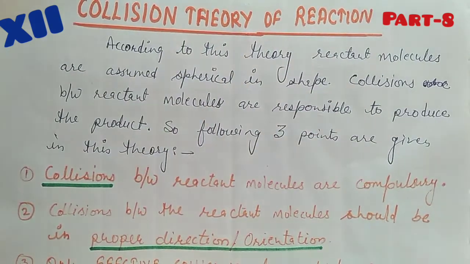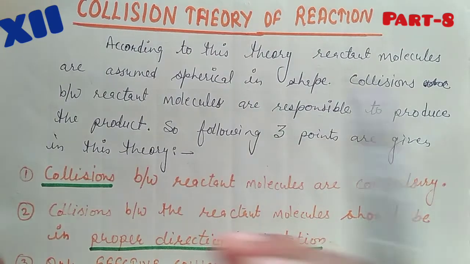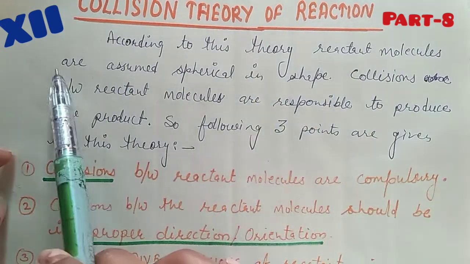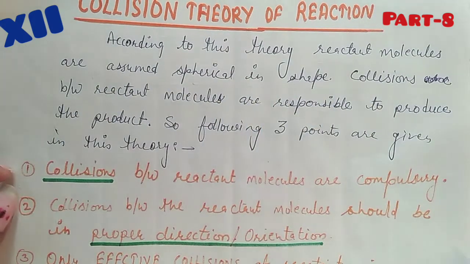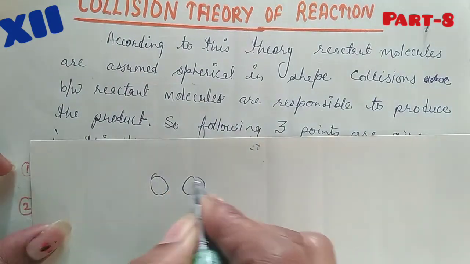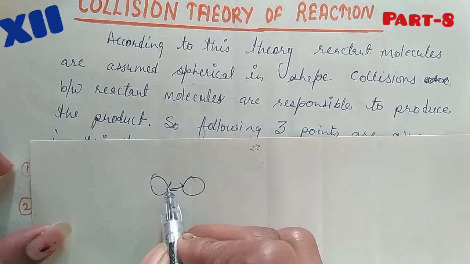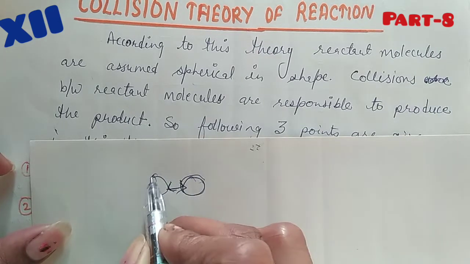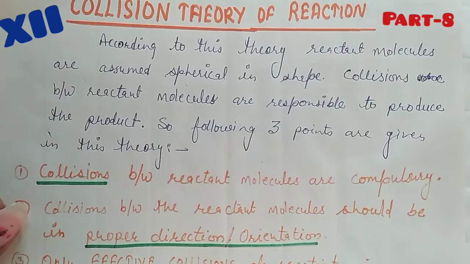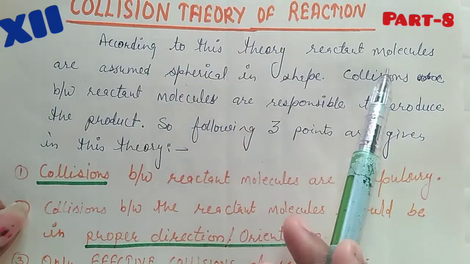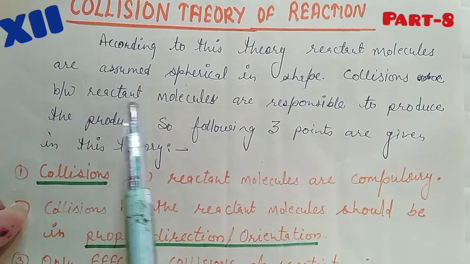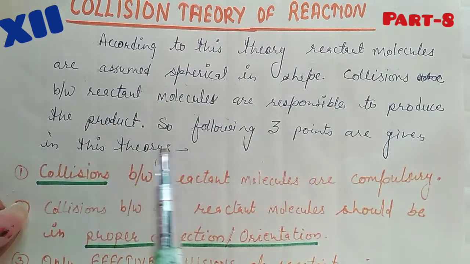Collision means reactant molecules collide to convert into products. According to this theory, all the reactant molecules are assumed spherical. All the reactant particles are spherical in shape and they can collide with each other, and due to this collision they are attracted by each other and are converted into product. So reactant molecules are assumed spherical in shape, and collisions between reactant molecules are responsible for producing the product.